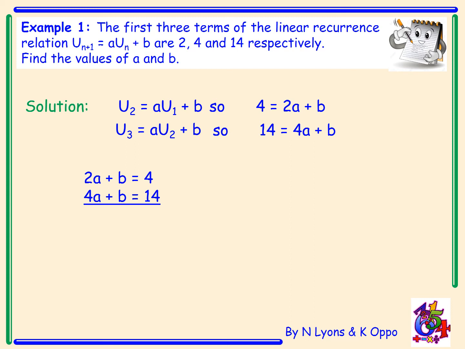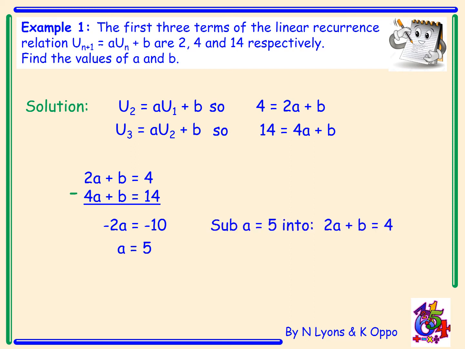Here we have 1b and 1b, so we're going to subtract. 2a take away 4a is negative 2a. Our b's will cancel each other out, and 4 subtract 14 is minus 10. Dividing minus 10 by negative 2, a has a value of 5.